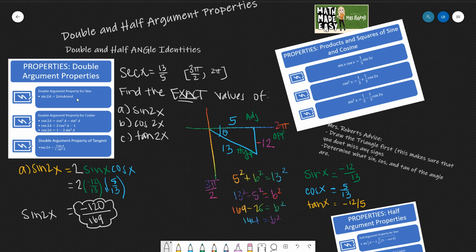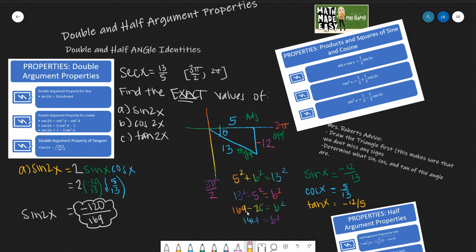Pretty freaking cool. So the pre-calculus piece of it was just plugging in what we knew, and then it was algebra from there. All right, let's try cosine of 2x.